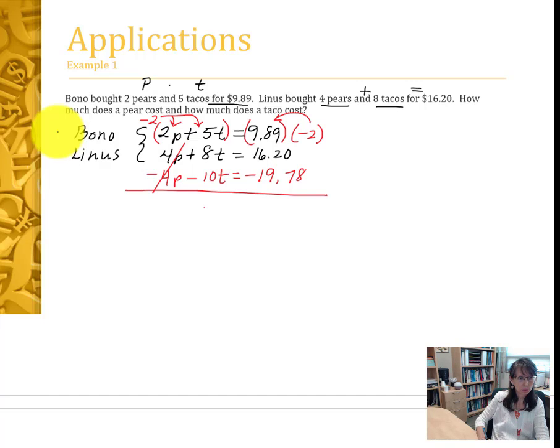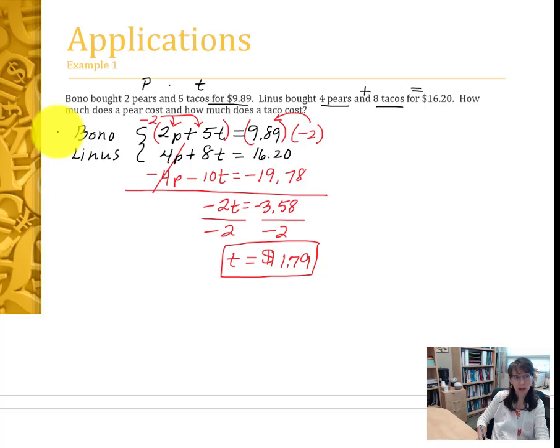So now we can see with these two equations how 4p and negative 4p eliminate. Positive 8 and negative 10 will leave us negative 2t. And we'll combine positive 16.2 with negative 19.78, and that will give us negative 3.58. So don't worry about that turning out to be negative, because our next step, division of negative 2, will correct that. Price of one taco now is a negative divided by a negative, so see how that turns out to be a positive number. So the taco price turns out to be $1.79.